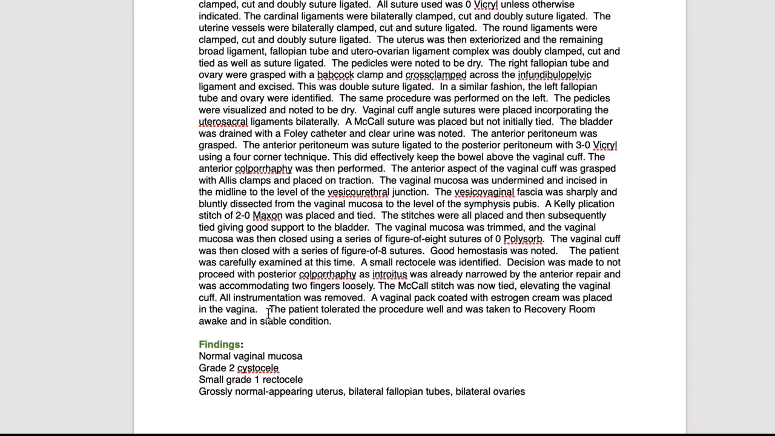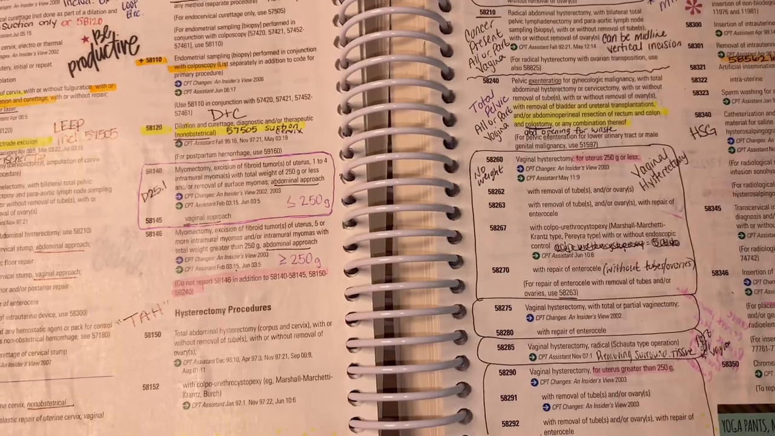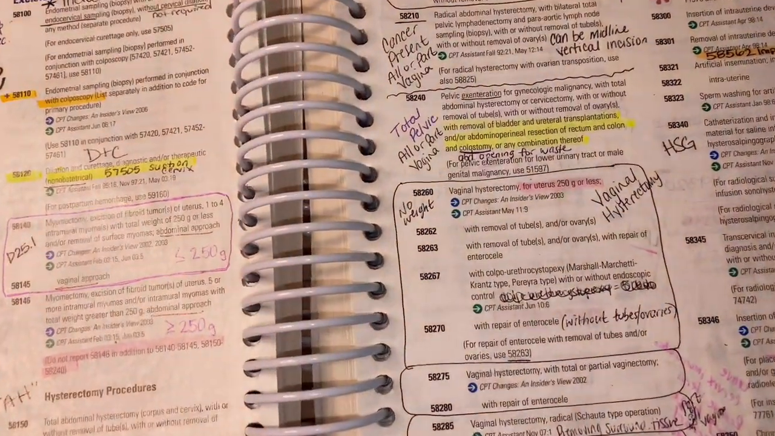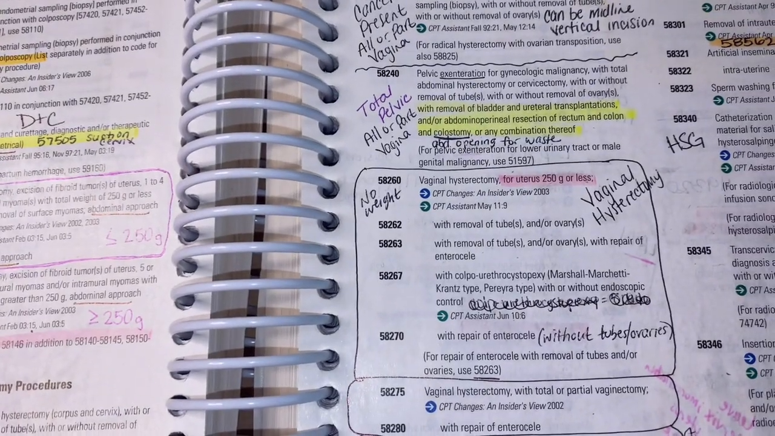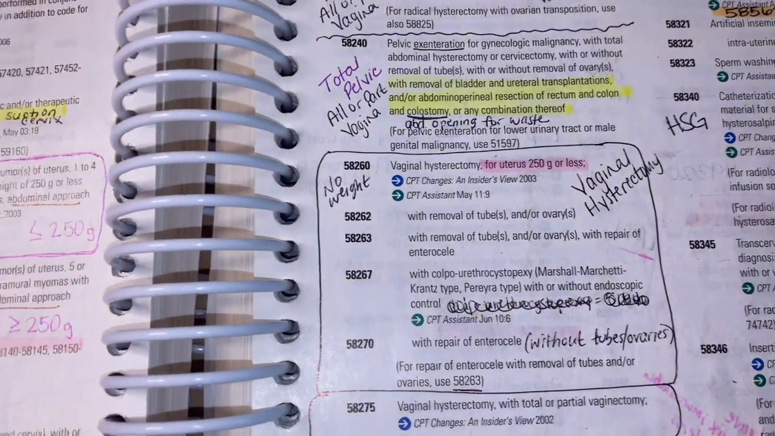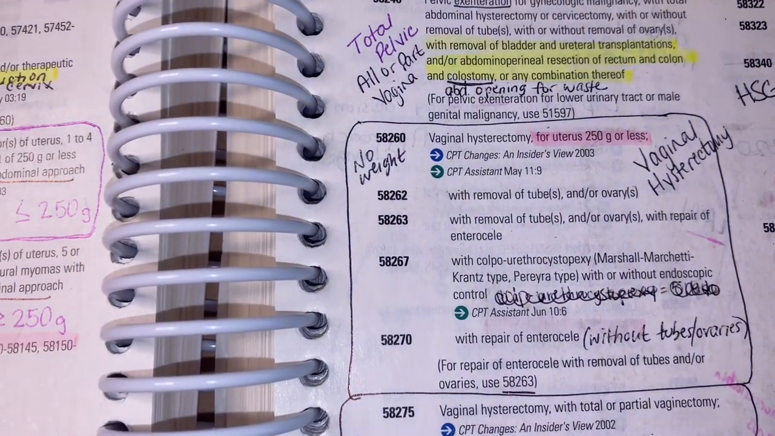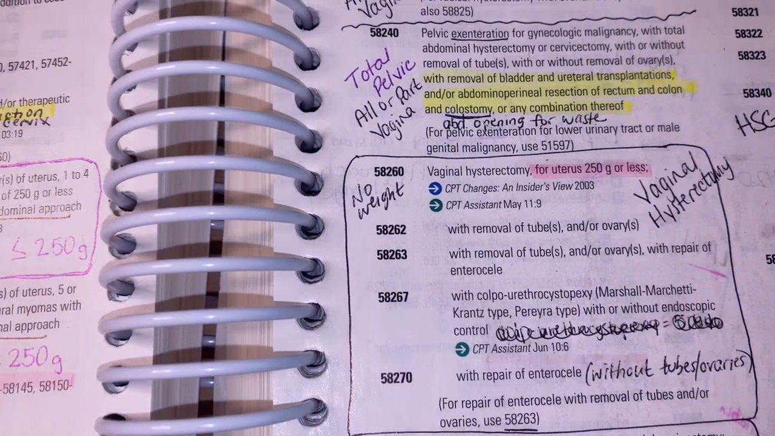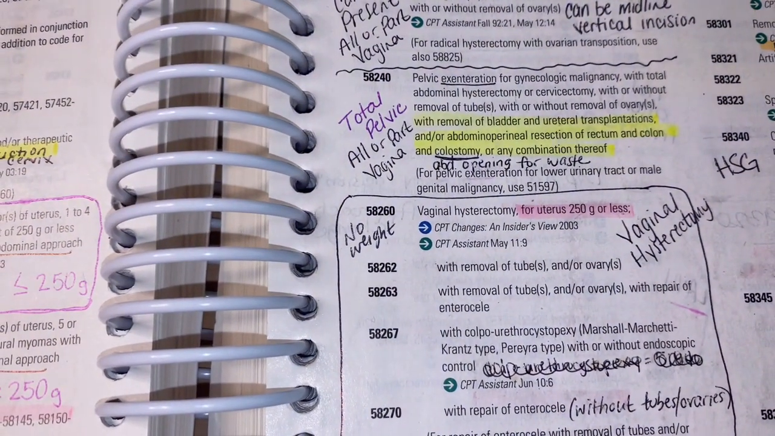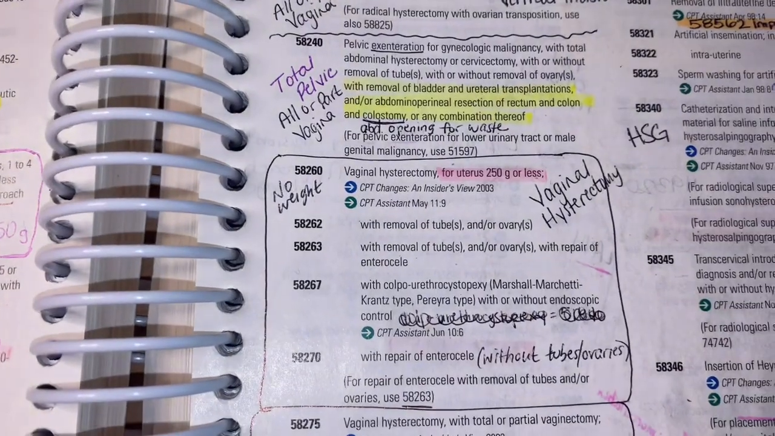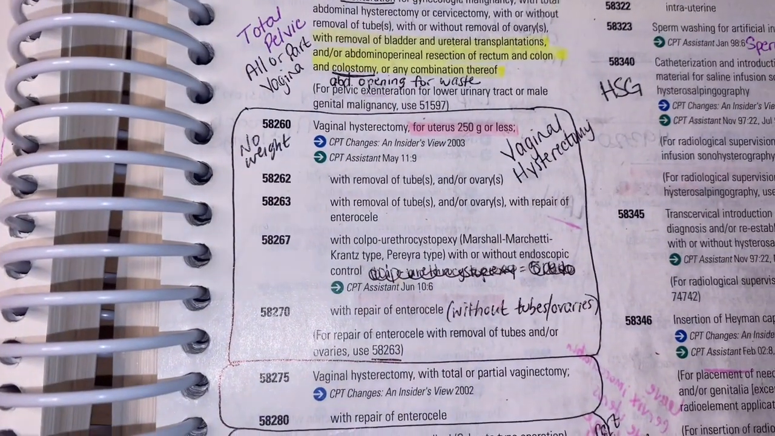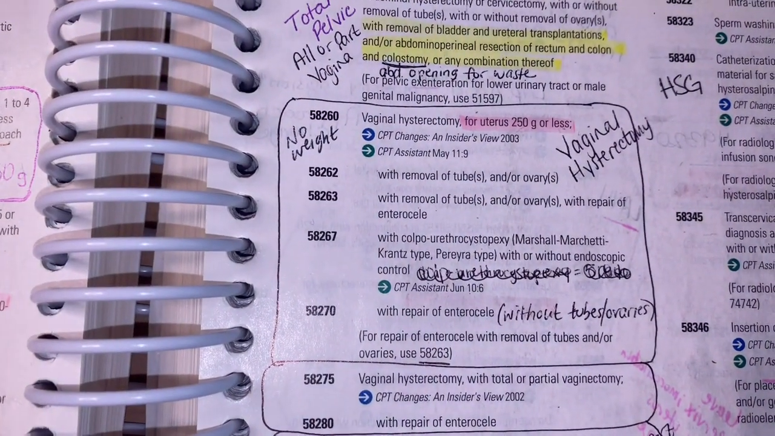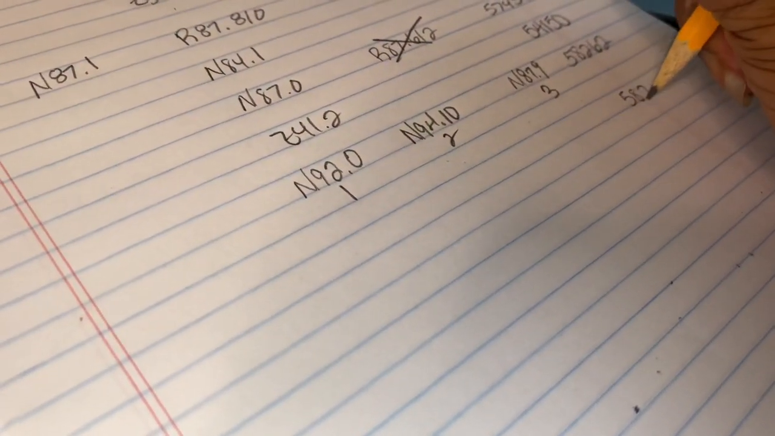So looking in our CPT book, this was a vaginal hysterectomy. And let me see, we removed the ovaries and the tube. And I think this one, did I list it? No, I did not list the weight for the uterus. So we're going to say, again, we have a vaginal hysterectomy with removal of tubes and ovaries. So that's the 58262. So I'm going to write that down.